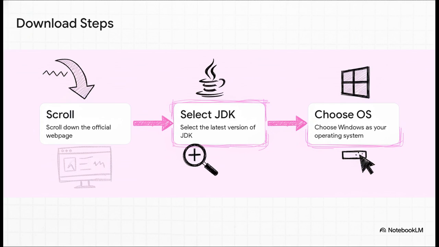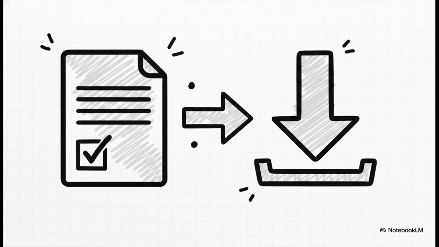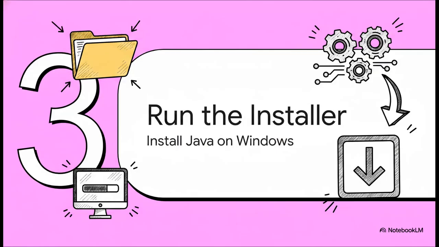And this brilliantly illustrates our path once the official page actually loads. It's a simple sequence. First, just scroll down the page. Second, find and select the latest version of the JDK. And finally, choose your operating system, which for us today is Windows. Once you've made those selections, there's just a tiny bit of housekeeping left. You've got to accept the license agreement. The second you do that and hit download, your Java installer file will officially start making its way to your machine.